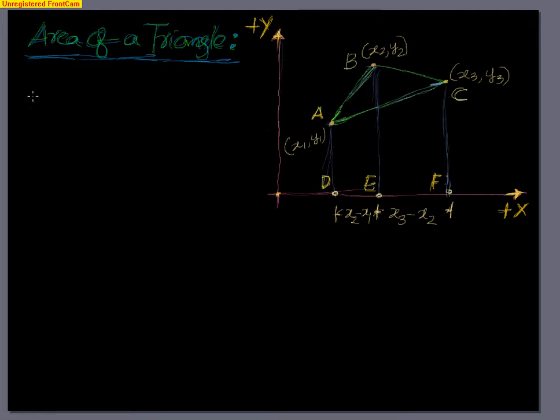Okay, now let me say area of triangle ABC is equal to, we have to find out, right? Okay, now let's see how you can find out the area of triangle ABC.